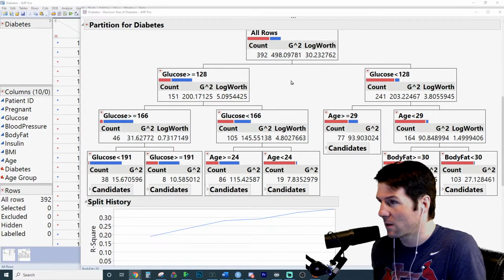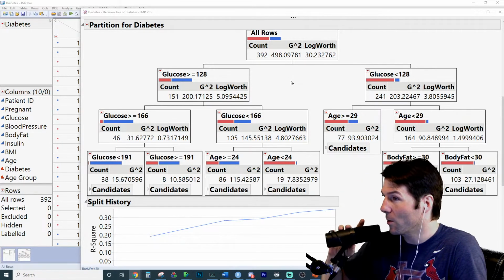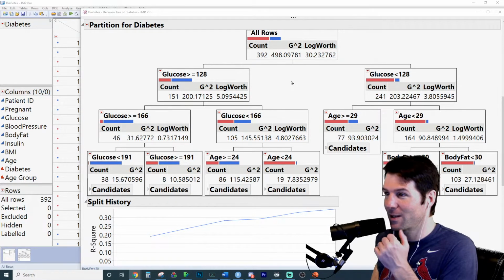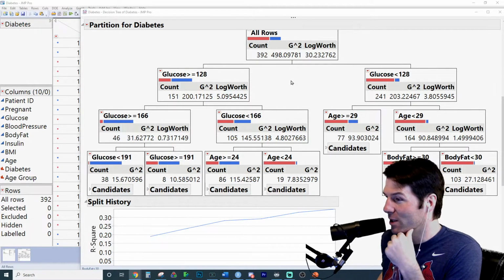It just makes sense. Sometimes you do statistics and you're like, yeah, that just confirms what I knew about the world, that glucose is one of those things that is impactful on whether or not you have diabetes. Wow, shocker. But we let the tree do the work for us right here.